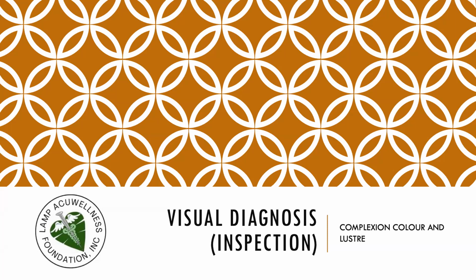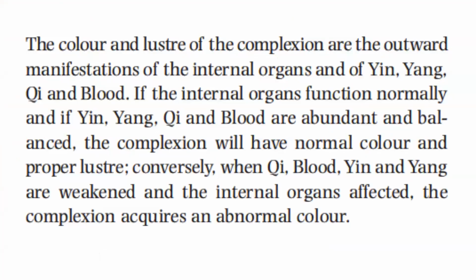Welcome to Visual Diagnosis. Tonight, let us focus our discussion on complexion and lustre. The color and lustre of the complexion are the outward manifestations of the internal organs of yin, yang, qi, and blood. If the internal organs function normally, and if yin, yang, qi, and blood are abundant and balanced, the complexion will have normal color and proper luster. Conversely, when qi, blood, yin, and yang are weakened, and the internal organs are affected, the complexion acquires an abnormal color.